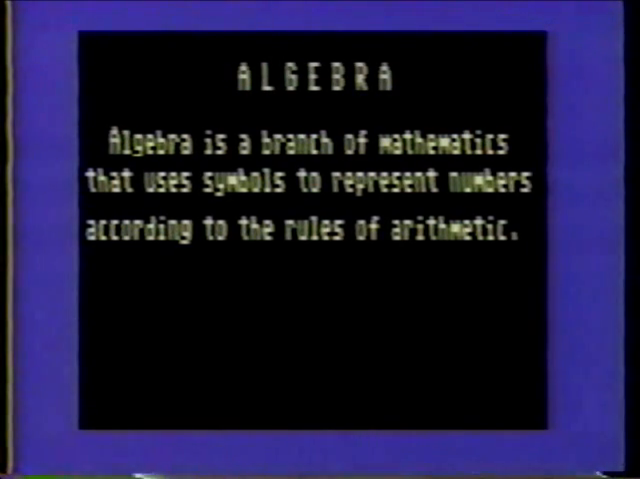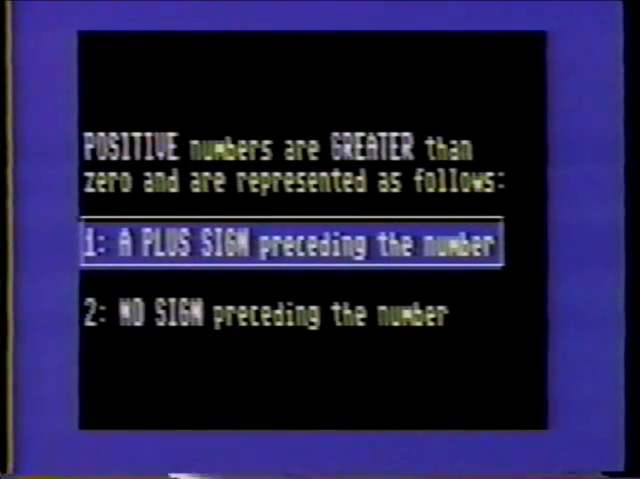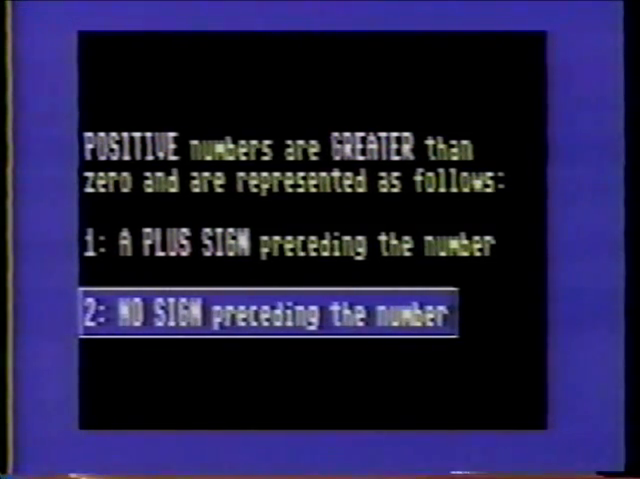Algebra is a branch of mathematics that uses symbols to represent numbers according to the rules of arithmetic. Let's begin our study by looking at positive numbers. Positive numbers are greater than 0 and are represented as follows. Up until this point, you have probably only associated the plus sign with addition. However, a plus sign preceding the number makes it positive. No sign preceding the number makes it positive.